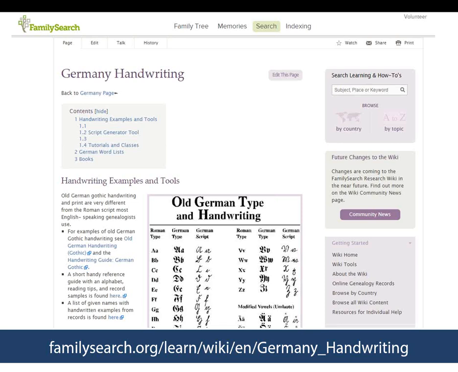If you're trying to read some old German script, the A might look like this, or it might look like this, or it might look like this. It just depends on what record collection you're looking at. But this can help you to figure out, if there's something hard to read, this can help you to navigate that process. It's an excellent resource with a bunch of links as well.